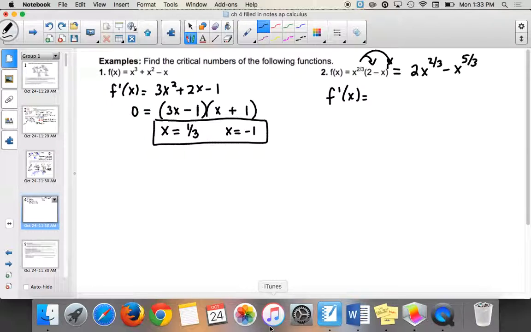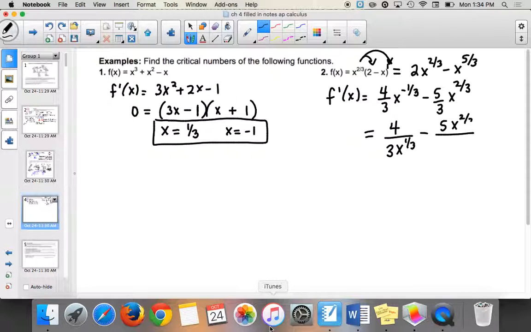So I can just use my power rule. So as I take my derivative, I'm going to have 2 times 2/3 is 4/3, x to the -1/3, minus 5/3, x to the, subtract 1 from the power, subtract 3/3, 2/3. Okay, so I want to find when it's equal to 0 and when it's undefined. So it's a little bit messy. So what I have going on here is 4/3 x to the 1/3 minus 5 x to the 2/3 all over 3.